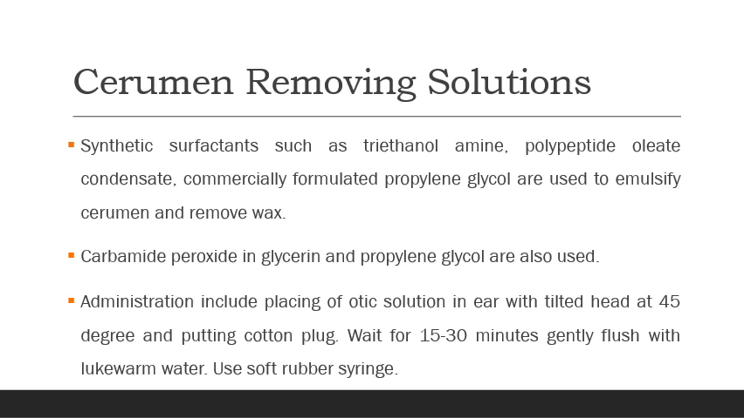How are these preparations used? Firstly, the otic solution used for the removal of the wax or the cerumen is administered into the ear with the head at a 45 degree position, and then a cotton plug is put in. Then we wait for 15 to 30 minutes, and then we flush the ear with lukewarm water, and with the help of a rubber syringe we remove the cerumen.